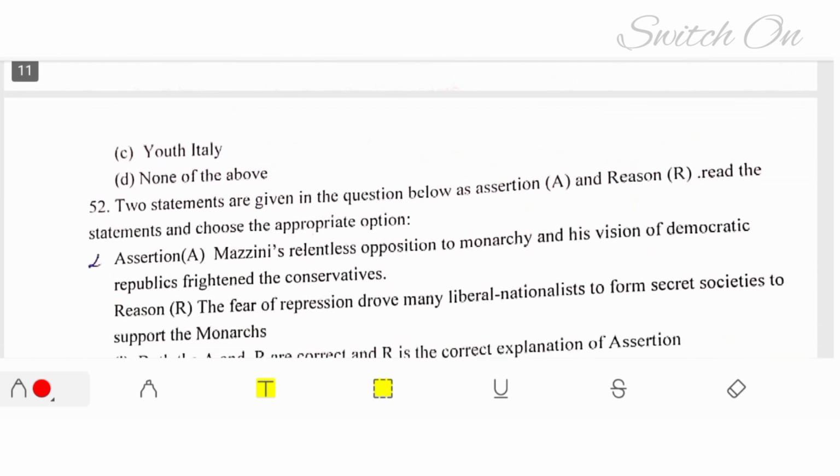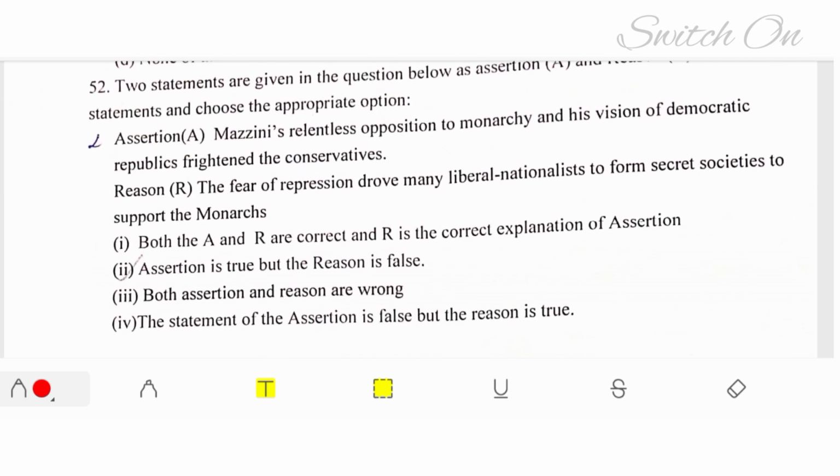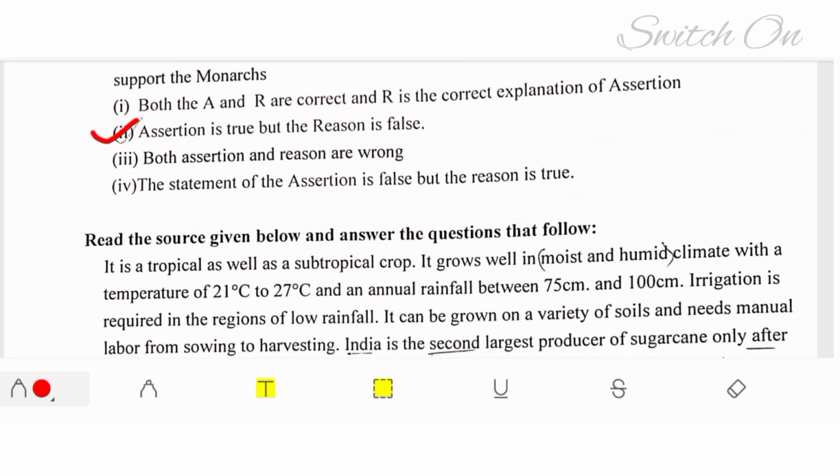Now question number 52, there are assertion and reason. So if you read the assertion and reason very clearly, you will understand that the assertion is true, but the reason given here is false. So it is option 2, assertion is true, but the reason is false.